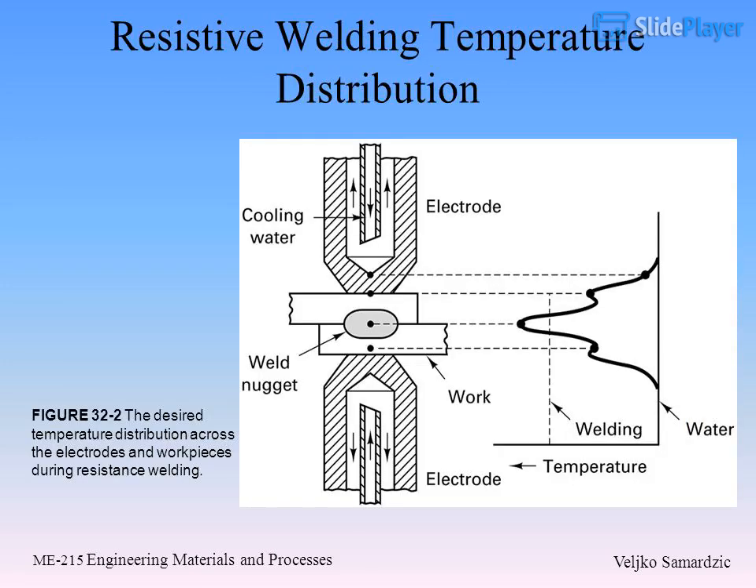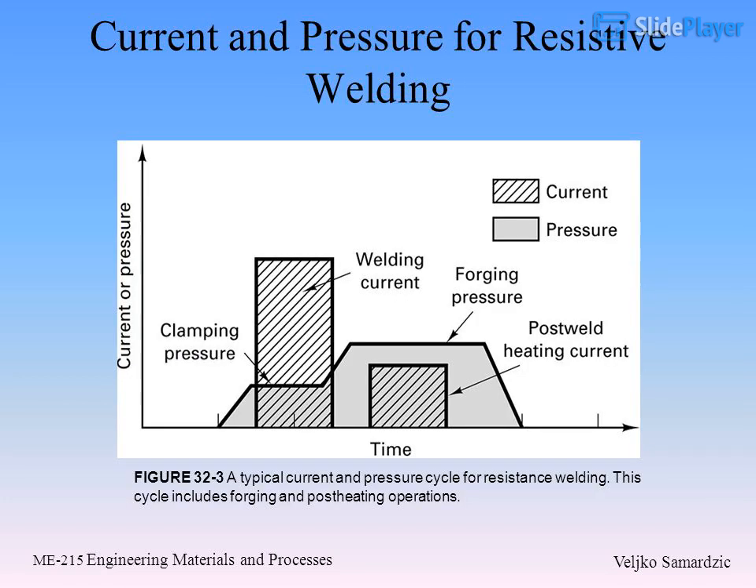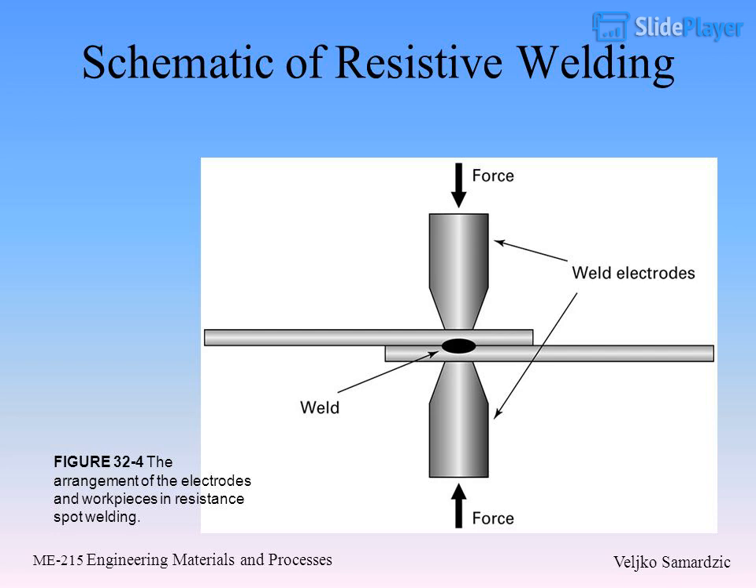Resistance welding temperature distribution. Figure 32.2: The desired temperature distribution across the electrodes and workpieces. Current and pressure for resistance welding. Figure 32.3: A typical current and pressure cycle for resistance welding. This cycle includes forging and post-heating operations. Schematic of resistance welding. Figure 32.4: The arrangement of the electrodes and workpieces in resistance welding.